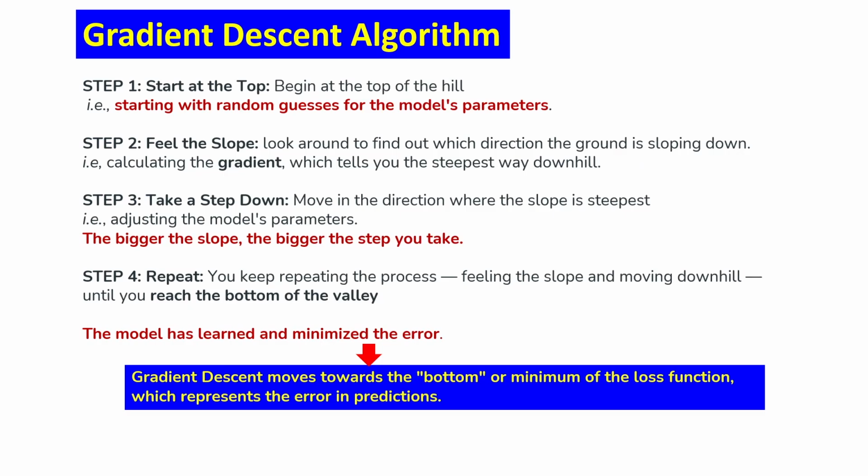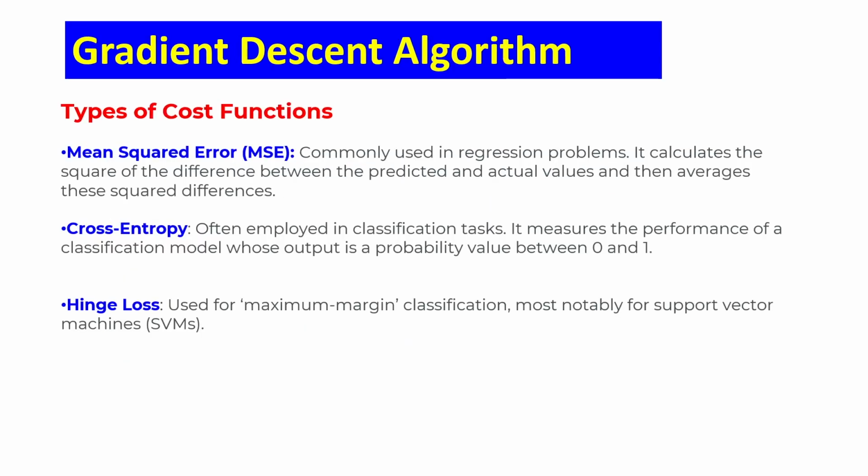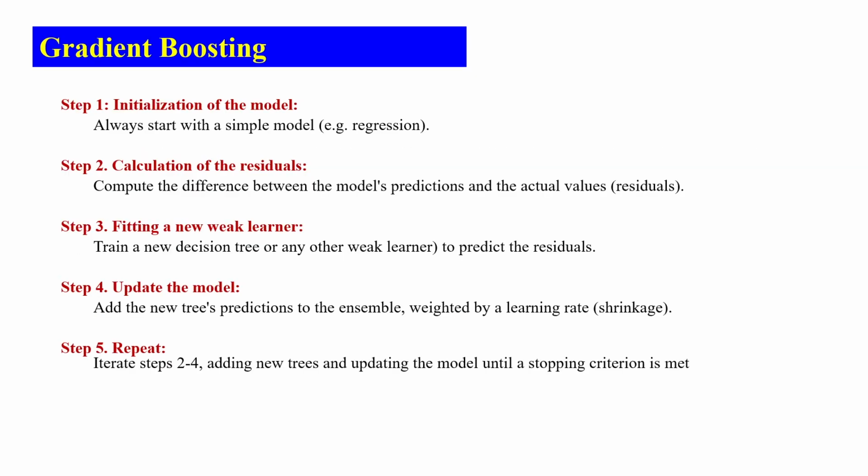That is the idea. Step 1, start at the top, begin at the top of the hill, starting with random guesses at the model performance. Step 2, you feel the slopes, simply calculate the gradient, and then find the steepest downfall. Step 3, take the step, so that you can reach faster, right, and step 4 is repeat. Okay. So, this model is learned for minimizing the loss function. Gradient descent actually allows you to do that. There are different types of errors you can calculate: mean square error, cross entropy error, hinge loss. So, gradient boosting actually does the same.